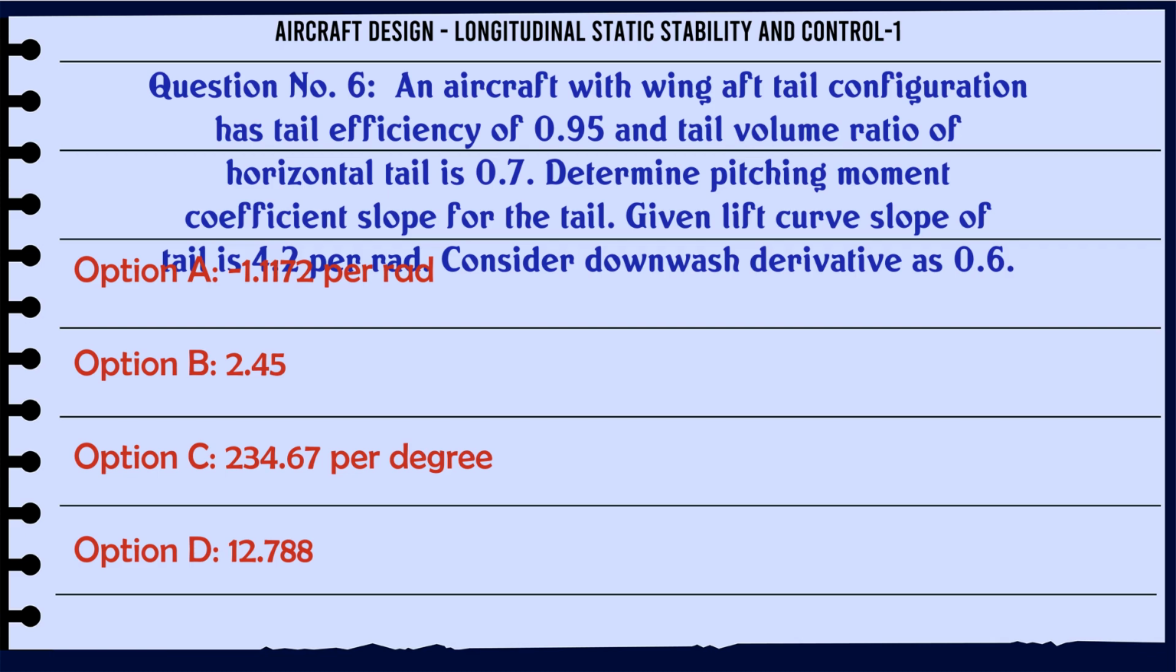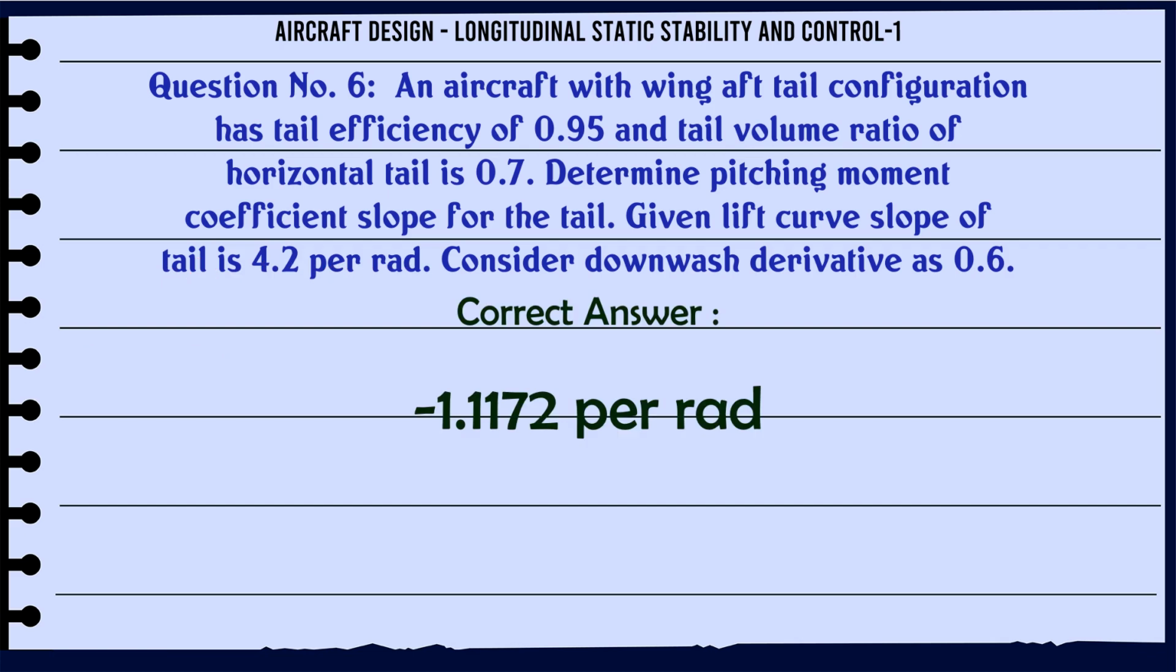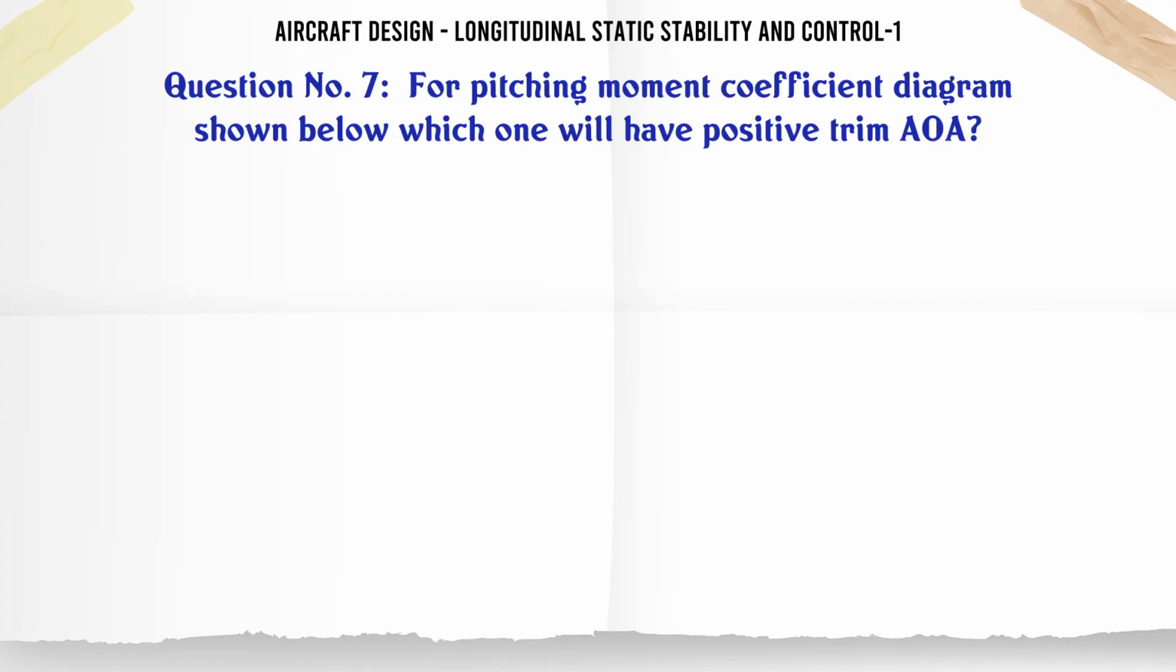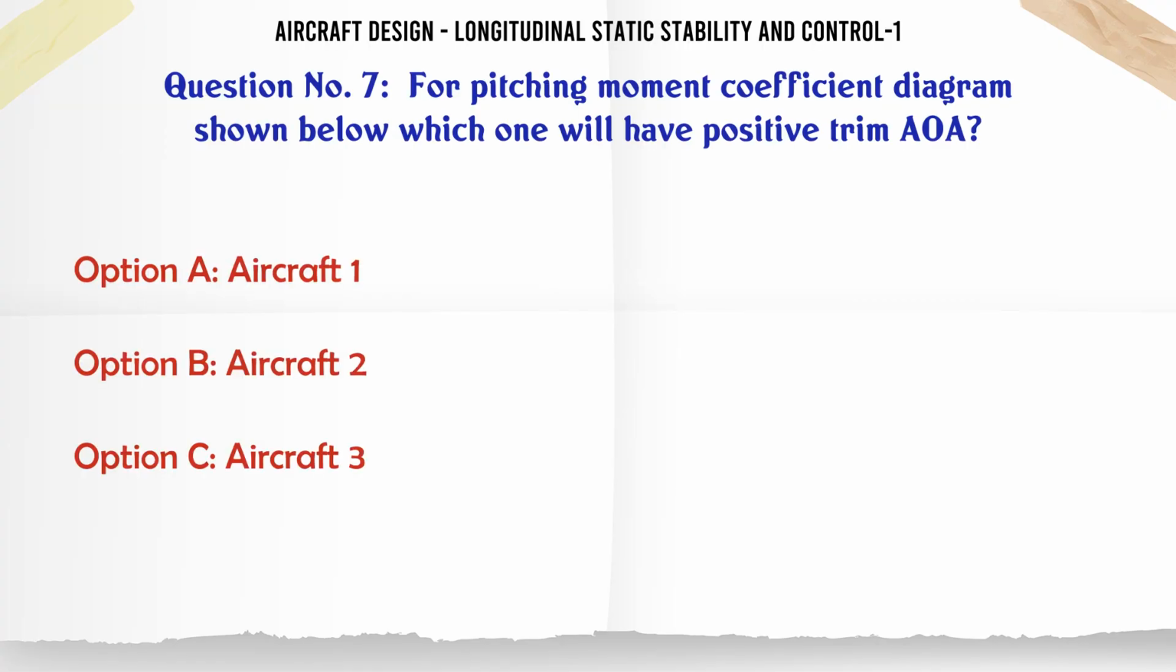B 2.45, C 234.67 per degree, D 12.788. The correct answer is 1.1172 per rad. For the pitching moment coefficient diagram shown below, which one will have positive trim AOA?